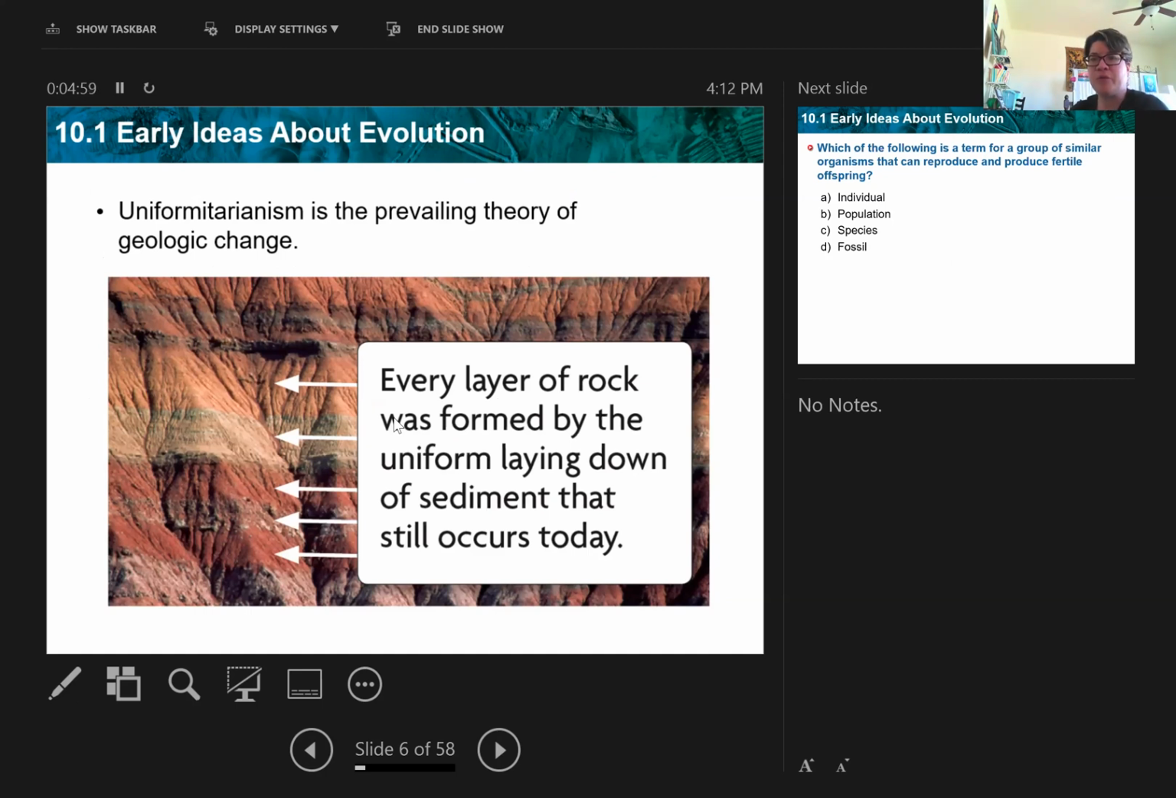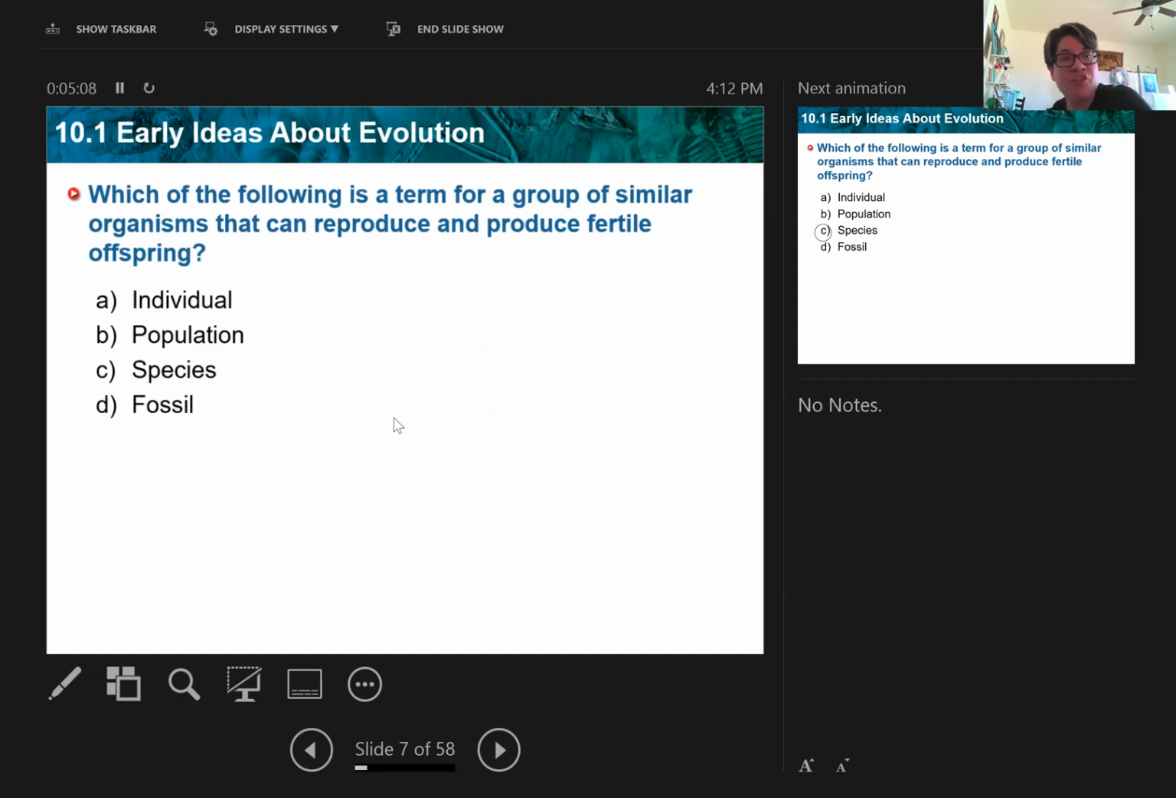And I'm going to go through the questions right now. So you can go through them as you go, or you can skip over this if you'd rather do that. So that was all of section 1. The first question is, which of the following is a term for a group of similar organisms that can reproduce and produce fertile offspring?